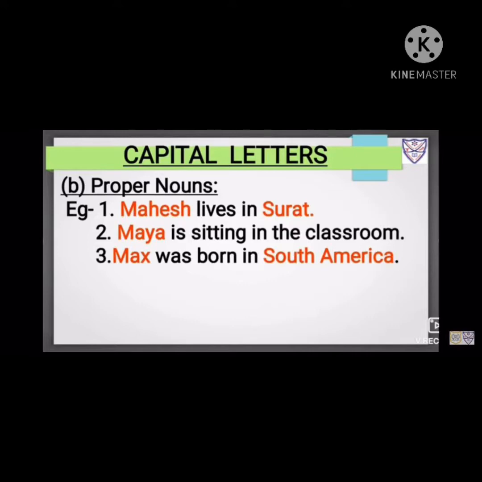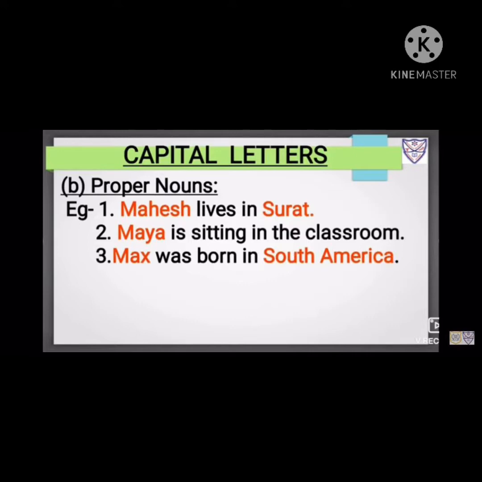Similarly, in sentence number 2, Maya is sitting in the classroom. Maya is a proper noun, so Maya's M is capital. In sentence number 3, Max was born in South America. Max is a proper name of a boy, so my Max M has to be capital. In the same way, South America is a name of a country and it's a proper noun, so my South America's South S and America's A has to be capital.